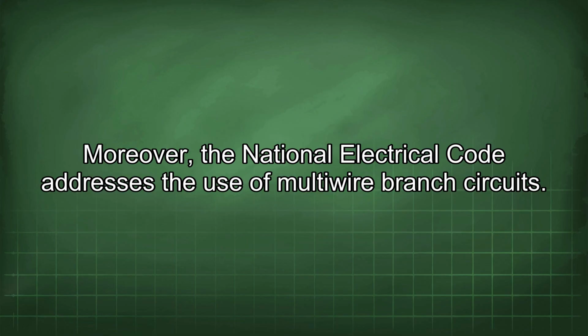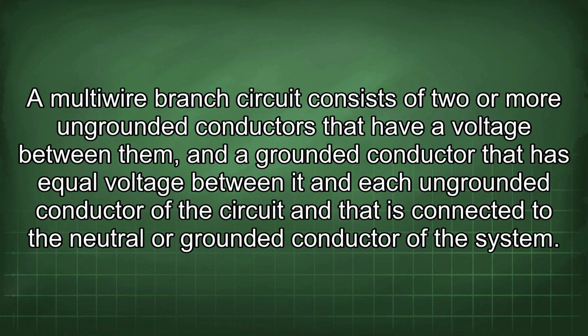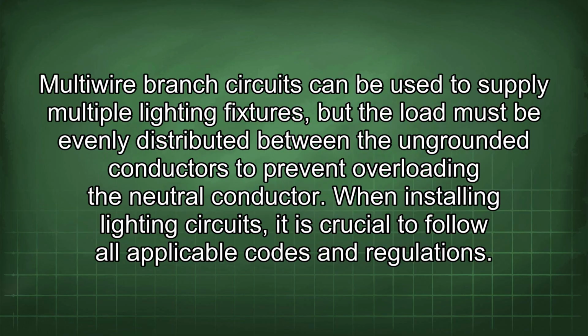Moreover, the National Electrical Code addresses the use of multi-wire branch circuits. A multi-wire branch circuit consists of two or more ungrounded conductors that have a voltage between them, and a grounded conductor that has equal voltage between it and each ungrounded conductor of the circuit and that is connected to the neutral or grounded conductor of the system. Multi-wire branch circuits can be used to supply multiple lighting fixtures, but the load must be evenly distributed between the ungrounded conductors to prevent overloading the neutral conductor.